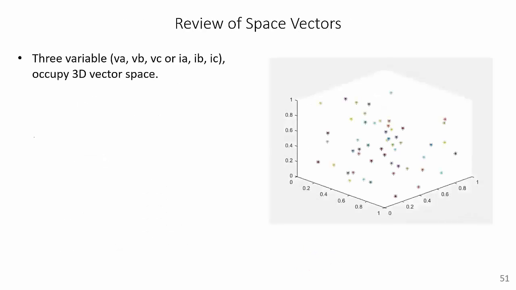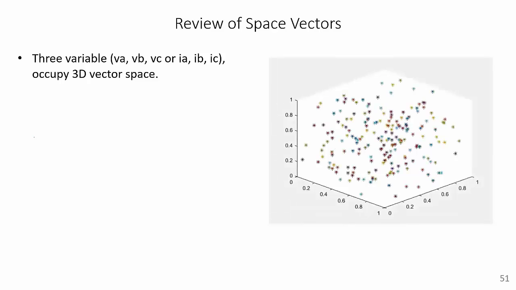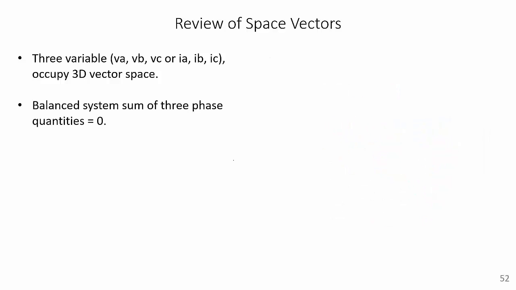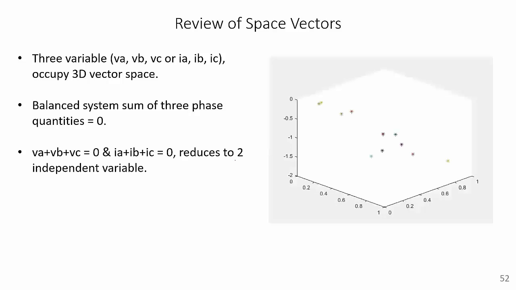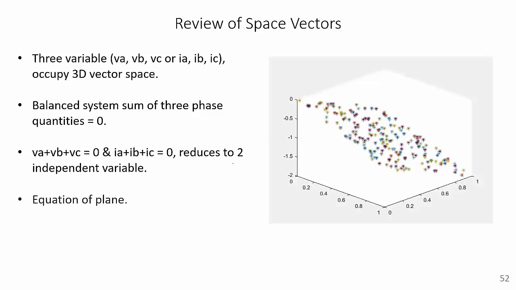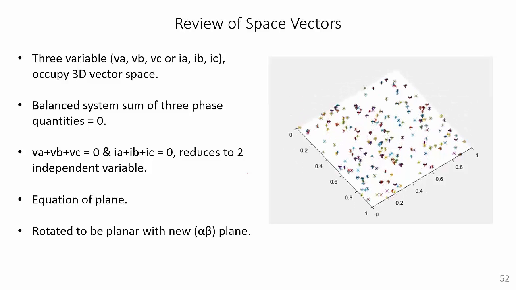So consider 3 independent variables. Let it be either 3 voltages, VA, VB, VC, or IA, IB, IC. And these 3 variables occupy the complete 3D space as shown here. But as I mentioned earlier, in a balanced system, the sum of the 3 phase quantities would always be equal to 0. Thus, this reduces the vector space to just a single 2D plane as shown on the right. And this means that the 3 independent variables can be reduced to 2 variables, and we can use space vectors to convert these 3 dependent variables to 2 independent variables by using a simple rotational transformation.